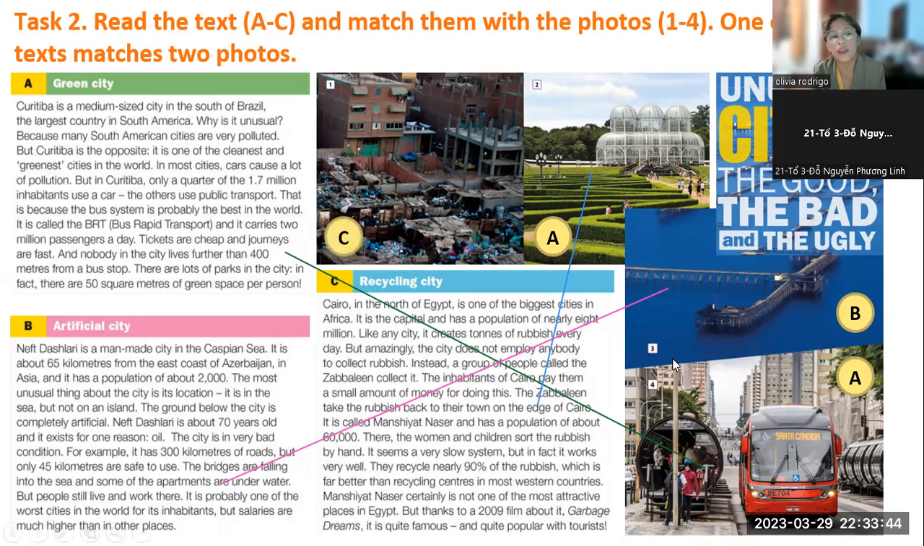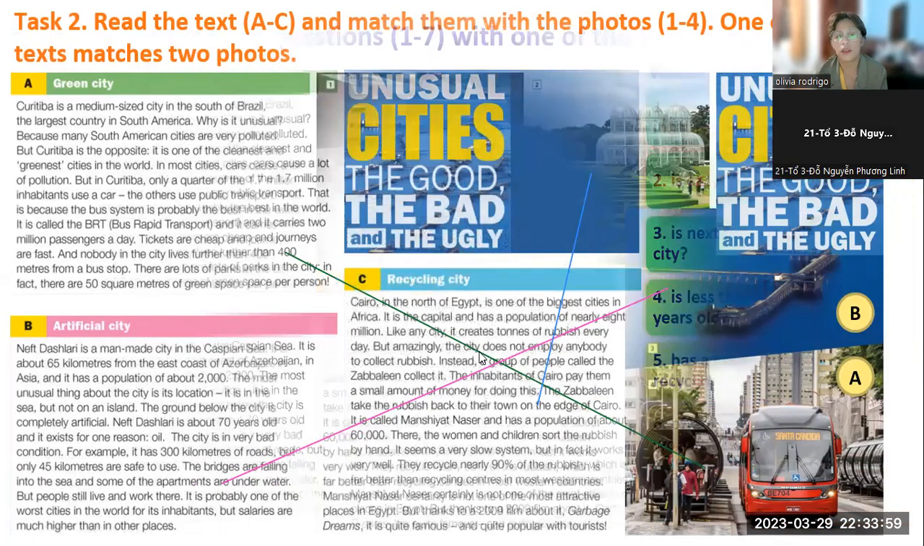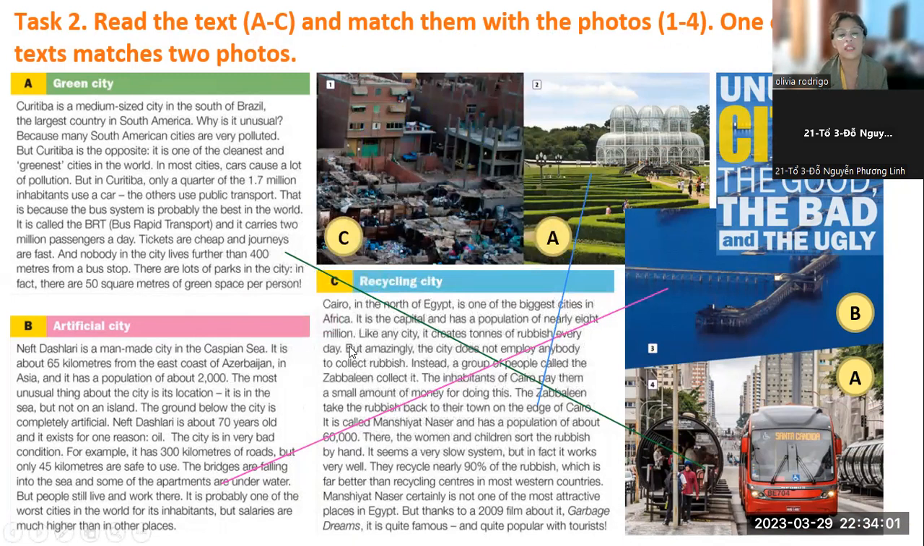Okay, next, letter A, this is the green city. We can consider this a green city. There's still a lot of green, even though there are a lot of buildings, but still trees. I can see trees in here. Next, sorry, this one we have C. This is the recycling city. What you can see in picture number one is rubbish. Those are the garbage that need to be recycled, and we call it rubbish.